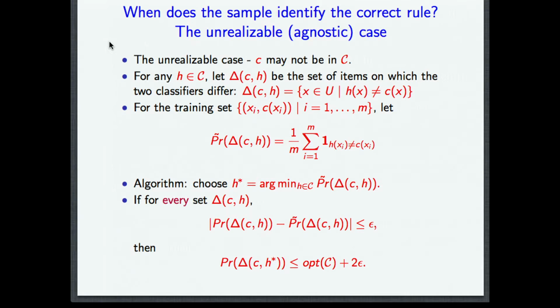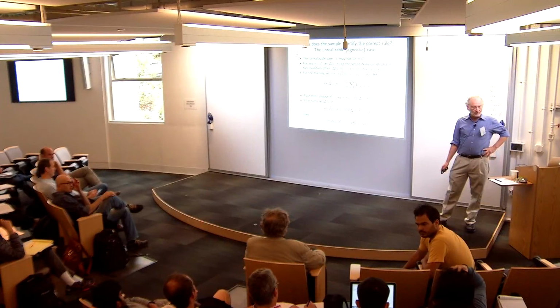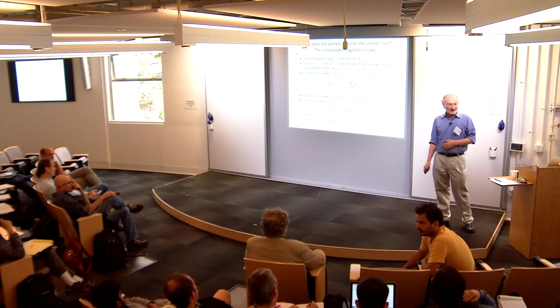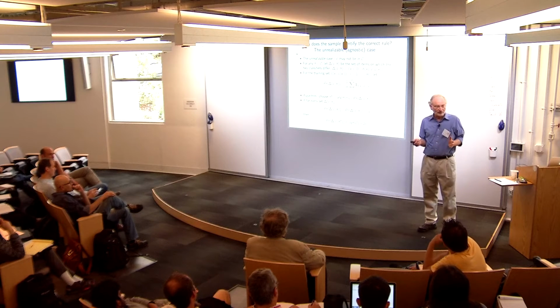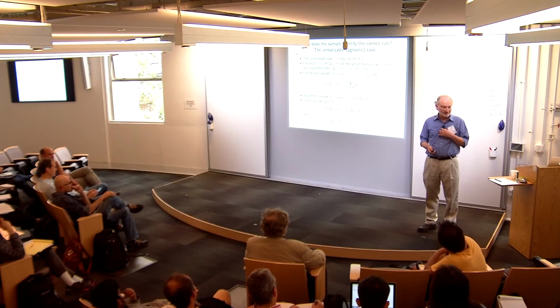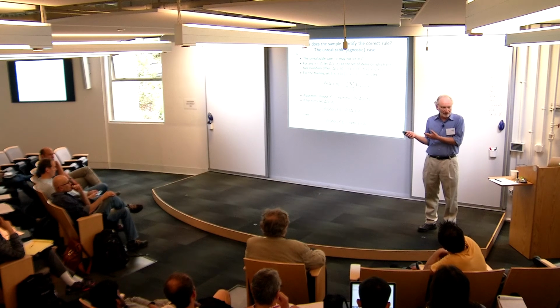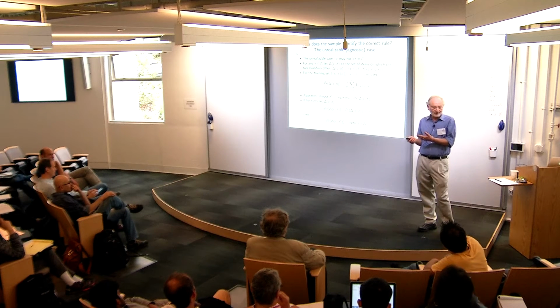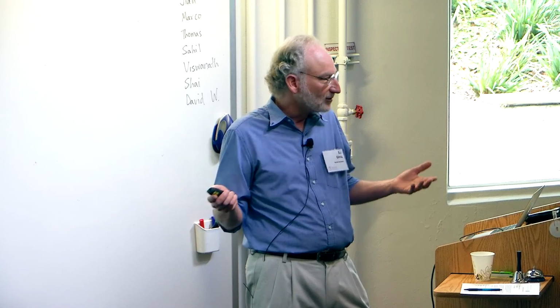Yes? I thought we defined the class of H and C to be the ones that agree on the training set with C. No, that was the realizable case. Now we have the unrealizable case. There might not be a concept that actually agrees with our training set. In fact, there might be no concept that agrees even on most of the training set. We still just want to find the best concept among all the concepts that are available to us. Okay?